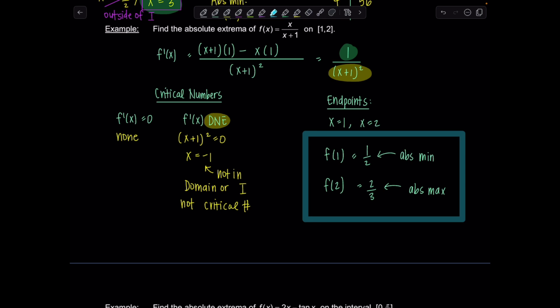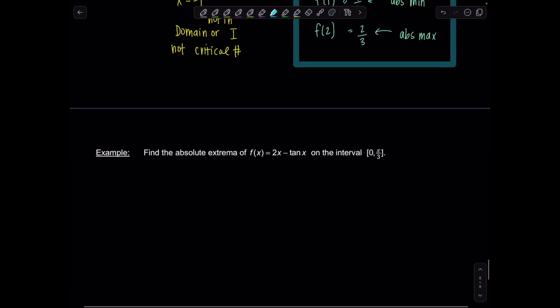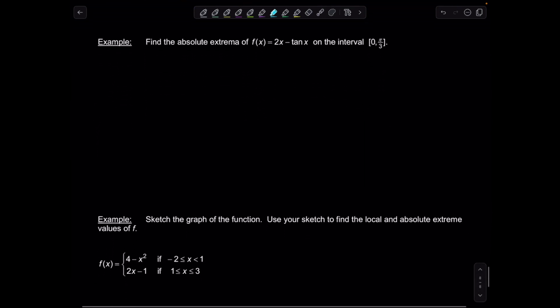Okay, that one, aren't you disappointed a little bit? I know, I feel so sad about that one. Let's do a couple more. Find the absolute extrema of f of x equals 2x minus tangent x on the interval from 0 to pi over 3. So 0 to pi over 3, that's a closed interval.